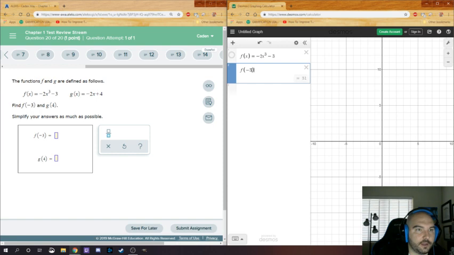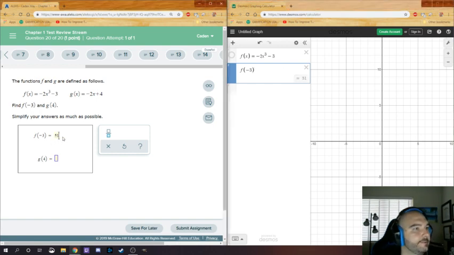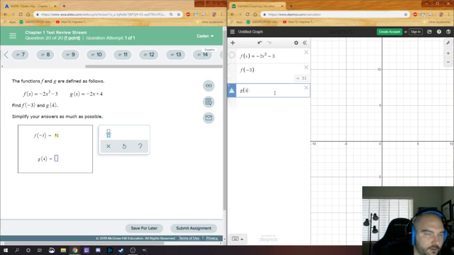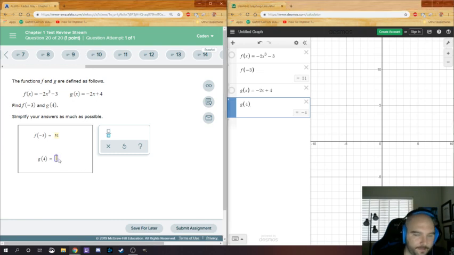F of negative 3. 51. Perfect. Yep, and that's true. I'm not going to go through and talk about all the steps, but it is what it is. Negative 2x plus 4. Oops, I forgot to put an equal sign. That's kind of important, huh? Okay, and then g of 4 is negative 4.